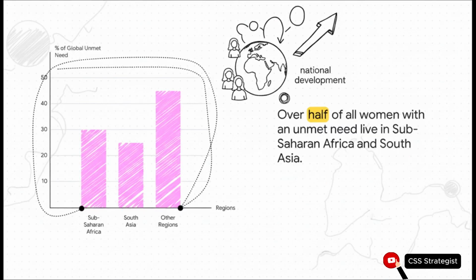And this chart shows you exactly where that need is concentrated. The numbers are just staggering. More than half of all women with this unmet need live in just two places: Sub-Saharan Africa and right here in our own backyard, South Asia. This makes it an incredibly urgent problem for us to solve.